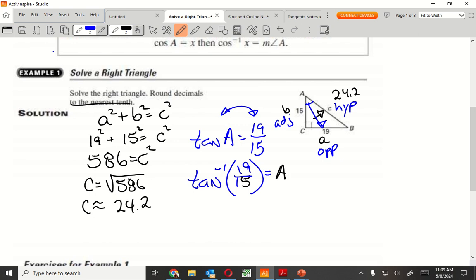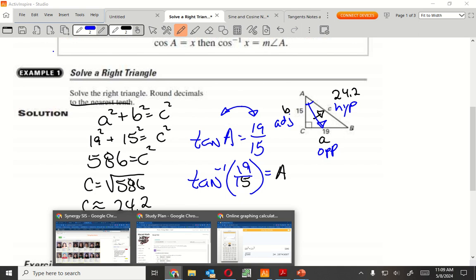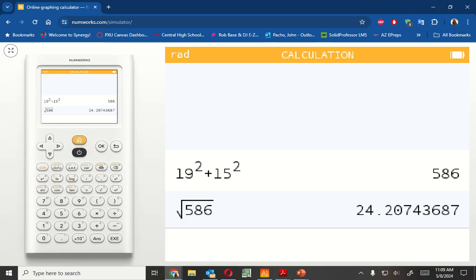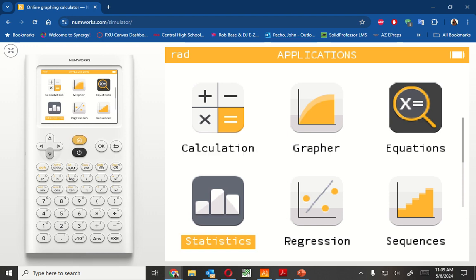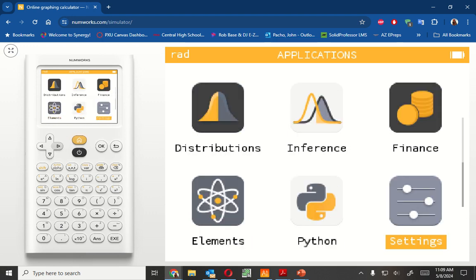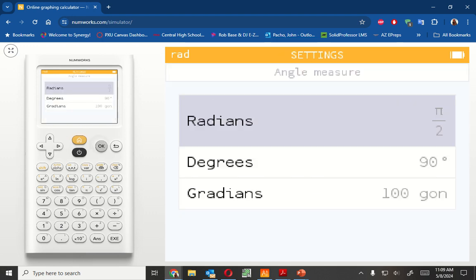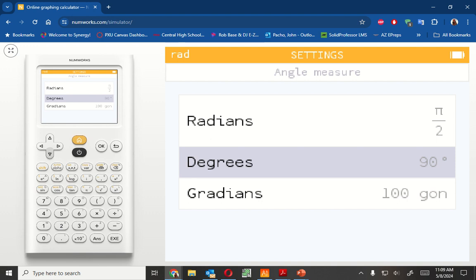There you go. Now, let's go ahead and plug it in the calculator. Now, what do I have to make sure my calculator is? It's got to be in degree, right? Everyone should be in degree. So right now, if you look right here, mine's in radian. So I'm going to change mine. So I'm going to go home, down to settings, my angle measure, degree.